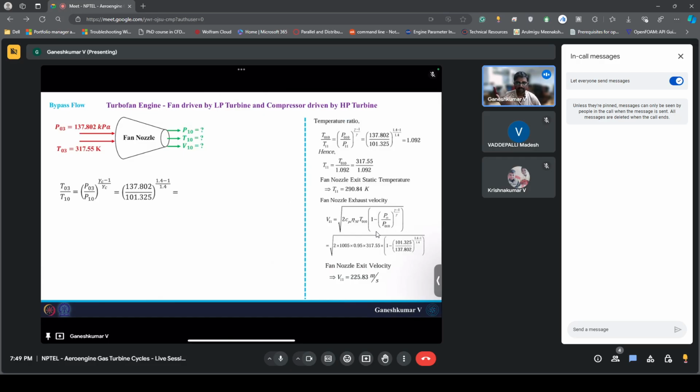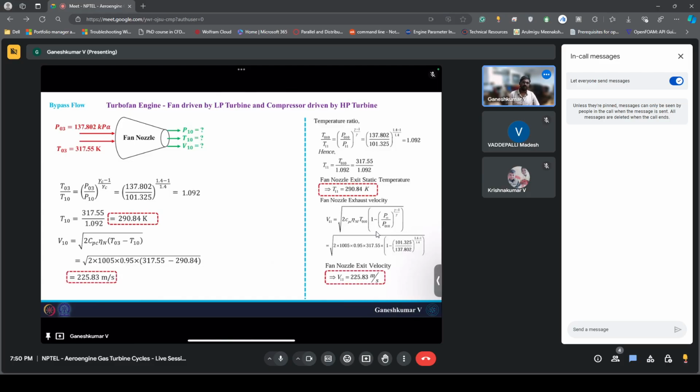Similarly you can find the temperature, again the ratio will be the same. The temperature at the exit also will be the same, and similarly the nozzle velocity you may need to find using a different formula, because your exit velocity doesn't correspond to Mach number equal to 1, since it is not choked. That's the reason you have a different formula for velocity here. But basically this is from isentropic flow relations if you think about it, and hence the exit velocity of the fan nozzle will be the same.